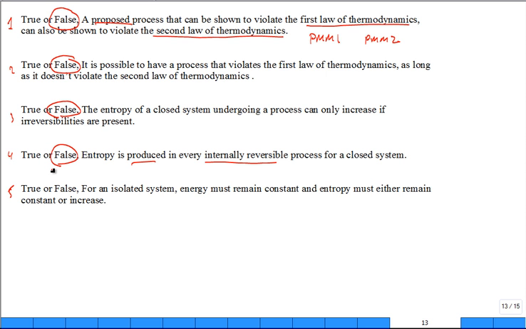False. Good. Last one, for an isolated system. What's an isolated system? There's no heat or work transfer with the surroundings. True? It's isolated from the surroundings. Energy must remain constant. Do you like that? Entropy must either remain constant or increase. Could it ever decrease? No.